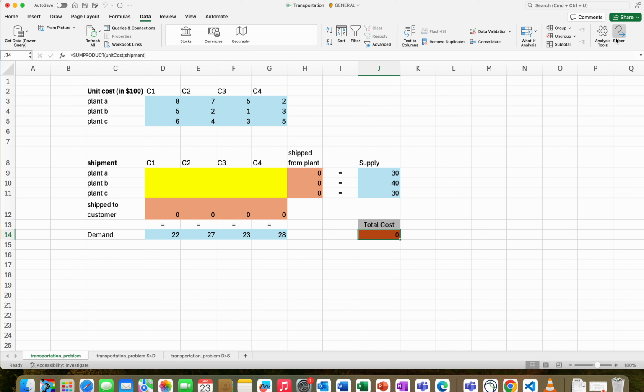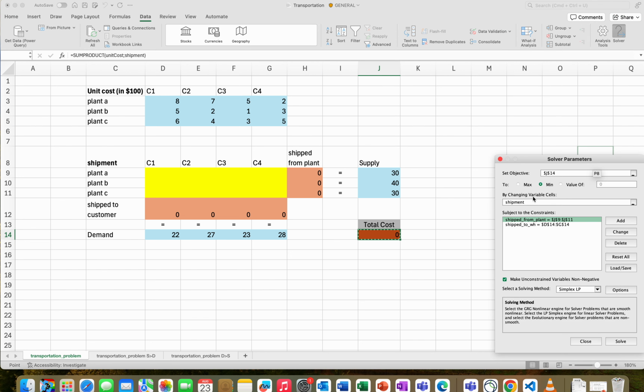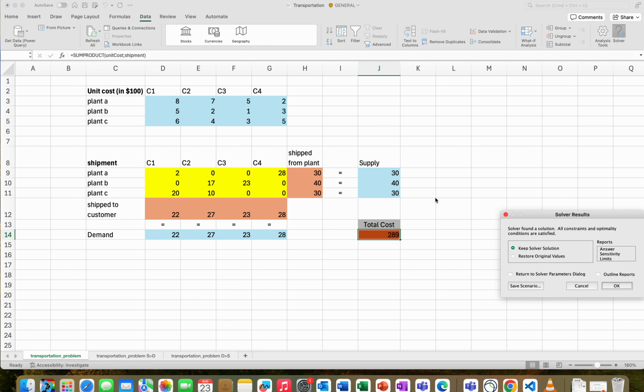Let's now solve this problem and understand the concept of the sensitivity report. Here the objective is the total cost, which we want to minimize by changing the shipment values, meeting the supply and demand constraints, and we use the solving method Simplex LP. On solving, we get the following output.